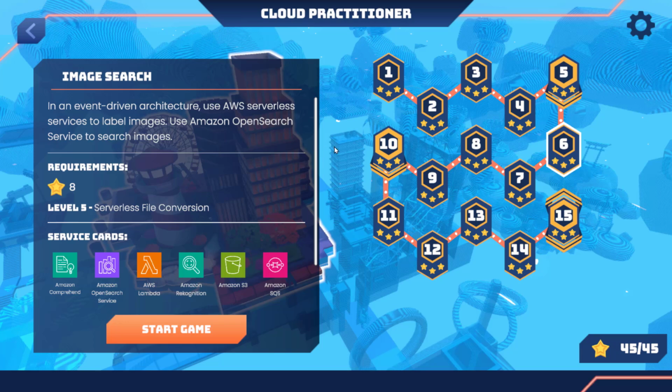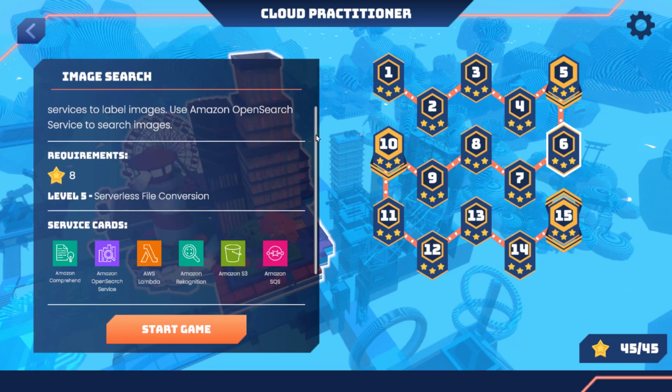You are watching AWS Card Clash, which is an architecture design game. So far, we have finished 5 levels or 5 architecture designs. Today, we are going to do our 6th one, which is about image search. In an event-driven architecture, use AWS serverless services to label images. Use Amazon OpenSearch Service to search images.